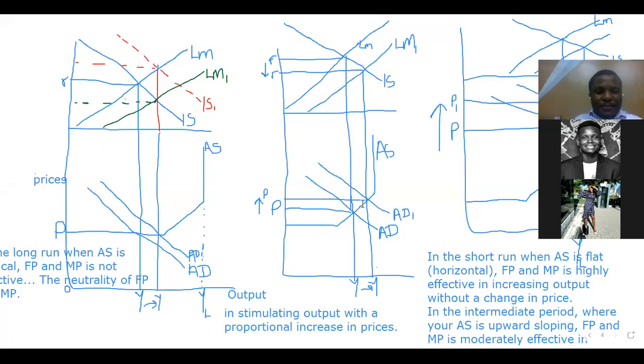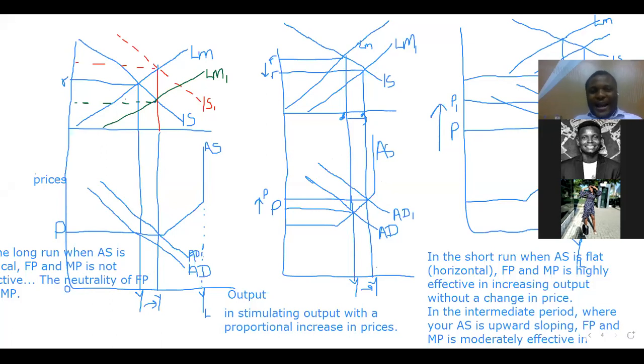Let's look at the medium run. In the medium run, when LM increased, output increased from here to here. And because your AS curve is upward sloping, even when your AD curve increased, it increased from here down to here. Now, let's look at the long run.